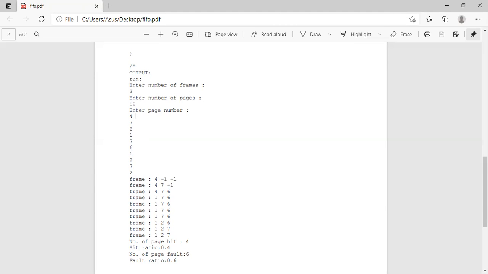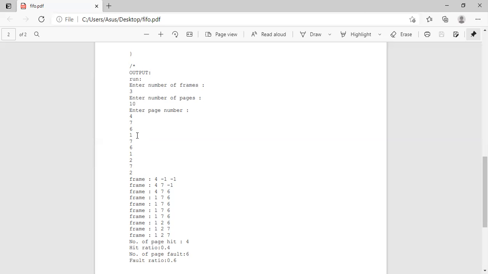Okay, the first page is 4. We have three frames 1, 2, 3. Initially this is the first frame, so we insert 4 as it is. Second page is 7, so we insert 7 as it is. This -1 indicates that there is no page inserted in the particular frame; we are initializing it to show there is no page in that frame. 6 goes into the third frame, so 4, 7, 6 as it is.